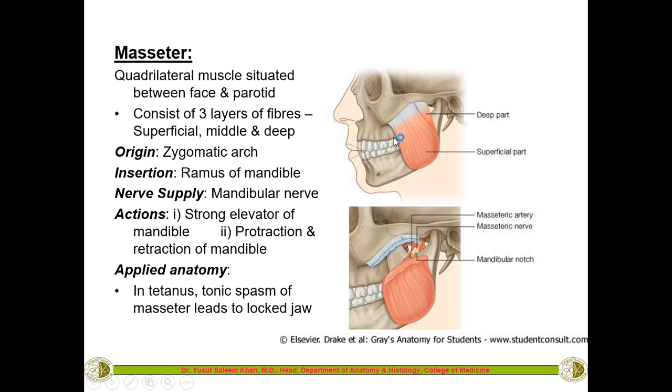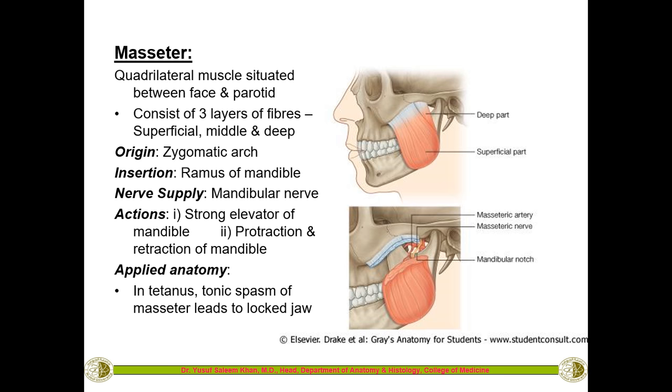So it is a strong elevator of the mandible along with the temporalis as well as the medial pterygoid. It also helps in the protraction as well as the retraction of the mandible. This muscle has the dual function of even protraction and retraction, two opposite movements. So this is the muscle which is called the masseter.